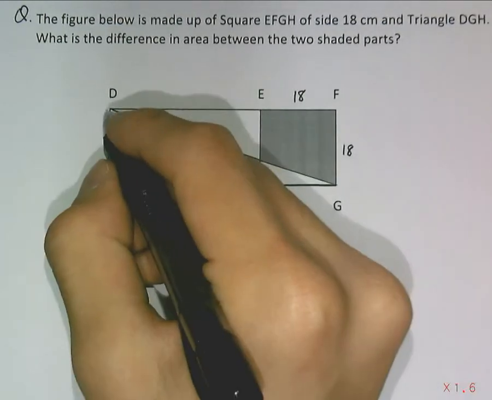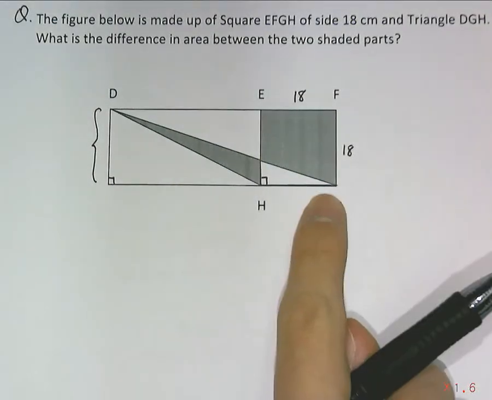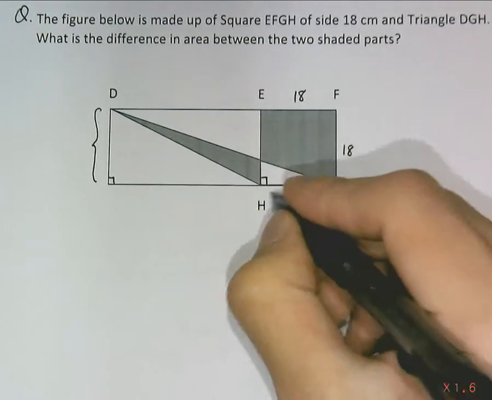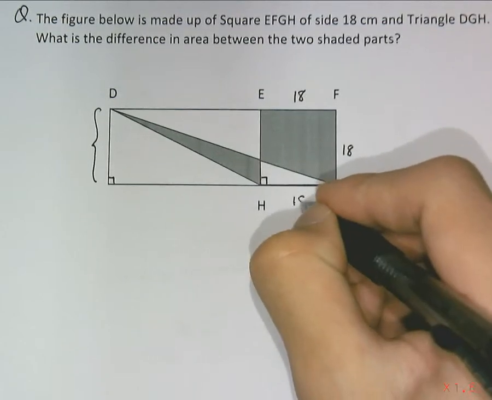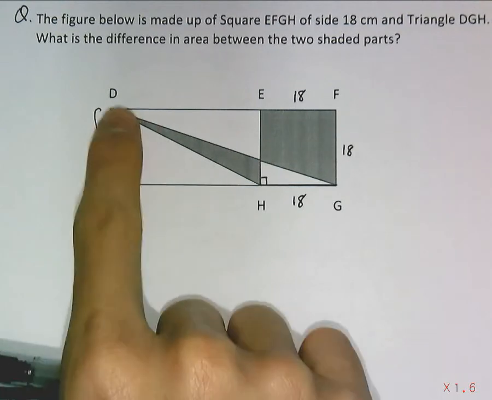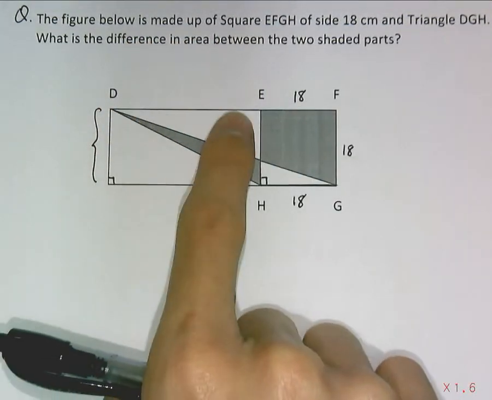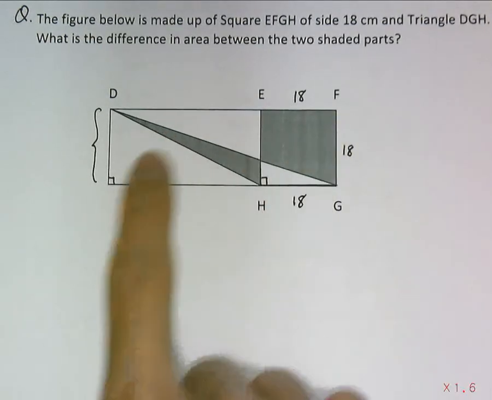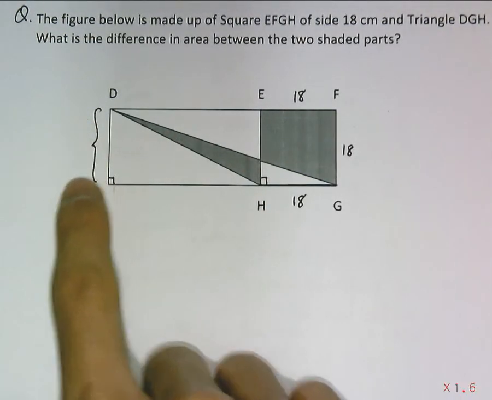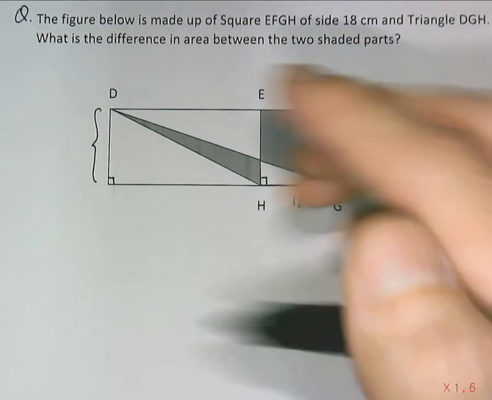So when we calculate the height of this triangle, it must be perpendicular to the base that you see here. So the base is actually the side of the square, which is 18 also. The height is also 18 because DEF is a straight line. So based on this information, as well as the height being perpendicular, we can take the height of the triangle to be the side of this square, which is 18 also.